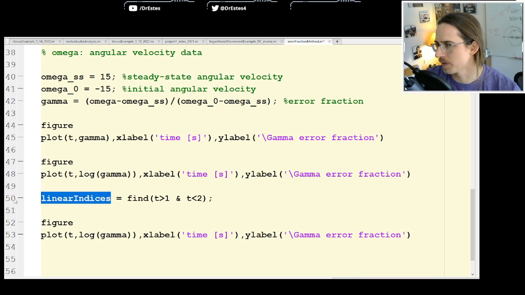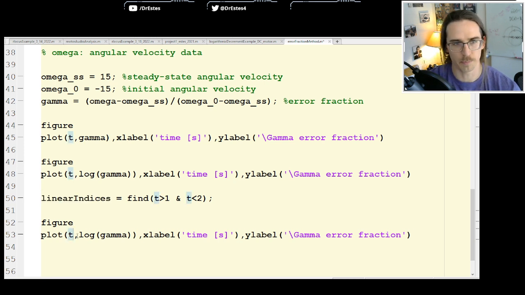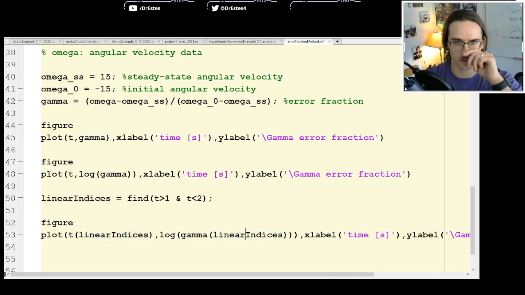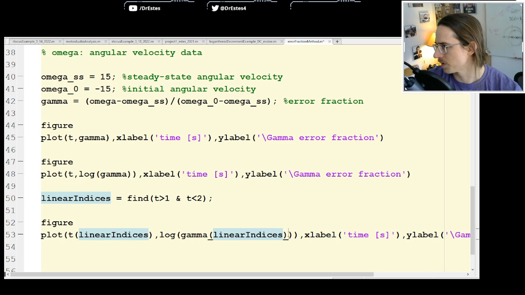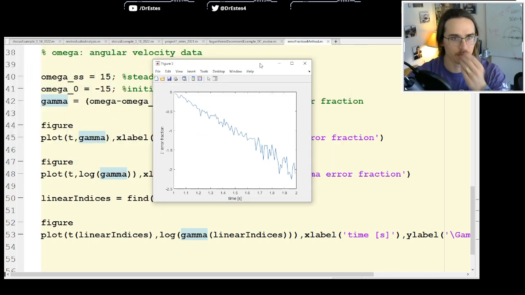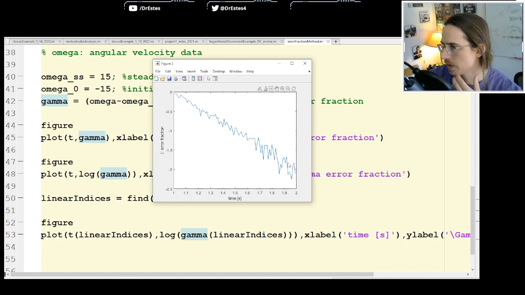And so what we're going to do now, nailed it, is we're going to pick only those indices, so time at those indices and gamma at those indices. This just calls those specific indices. Let's run this. Okay, so here is the figure. And now we see that's a nice little line.